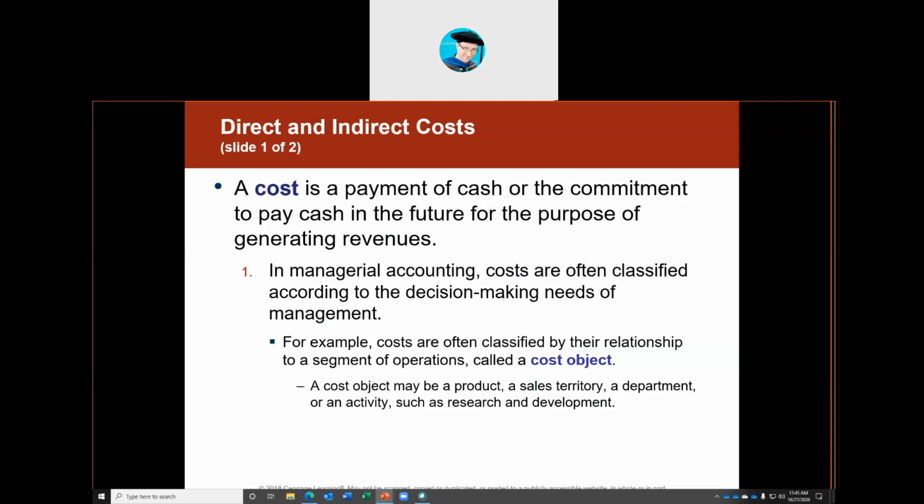For example, costs are often classified by the relationship to the segment of the operation. We call these cost objects. This is kind of like grouping like costs together in a cost object. A cost object could be a product, a sales territory, a department or an activity. Think of a cost object like a cost pool. We put similar costs together to create a cost pool.